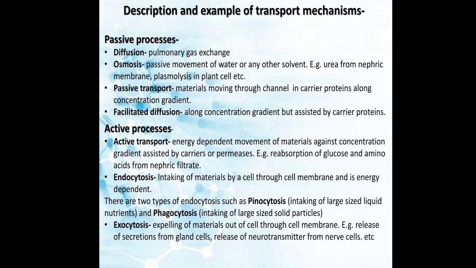Next, we have the vesicular transport, that is mainly of two types, that is endocytosis and exocytosis. Now, endocytosis is the intaking of materials by a cell through cell membrane and is energy dependent. Now, there are mainly two types of endocytosis, such as pinocytosis, which is the intaking of liquid nutrients, and phagocytosis is intaking of large solid particles.